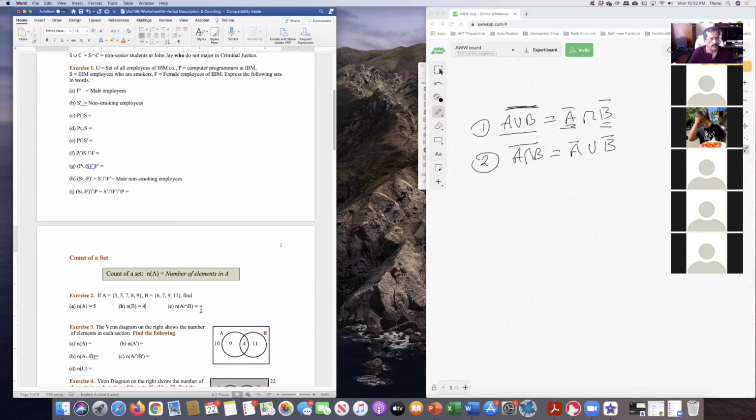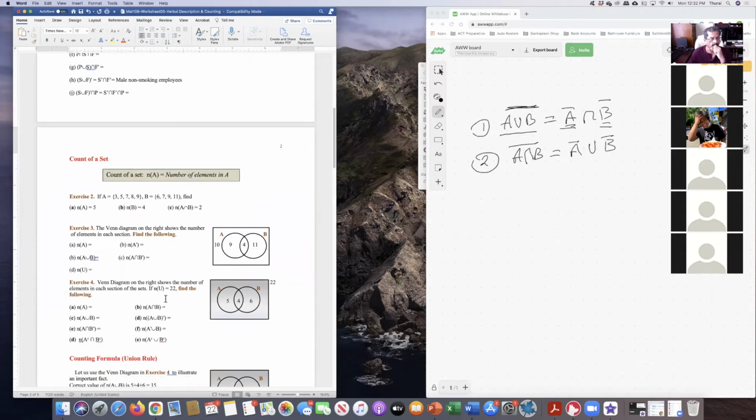Count of A intersection B. For that, you had to find the A intersection B. What are the elements in the intersection? 9 and 7. So the count would be 2.